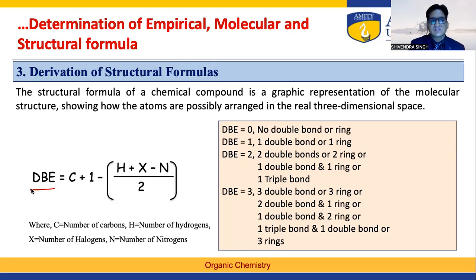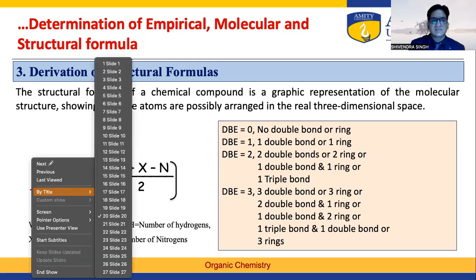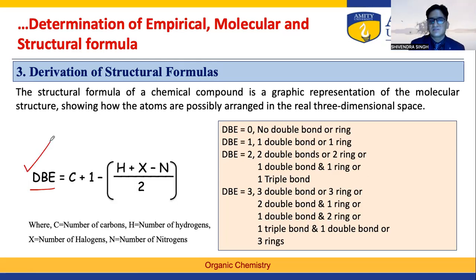So what does it represent? It represents the degree of unsaturation or number of rings, whether the molecule is saturated or unsaturated. So we can figure out how we can calculate this DBE. We have to find out the total number of carbon present in the molecule. So we will add this carbon with 1, C plus 1, minus H, the number of hydrogen, minus X, the number of halogen, plus N, the number of nitrogen, divided by 2.